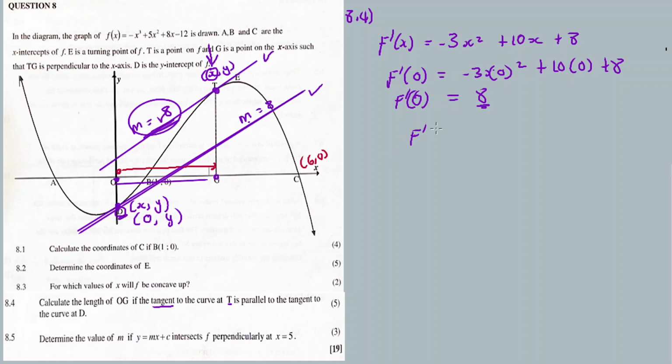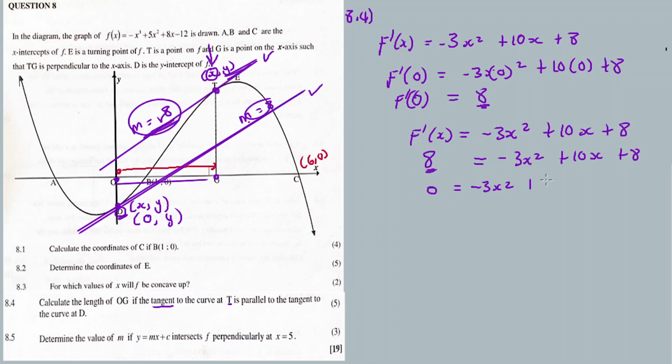So we take this 8 and go back: f prime of x is equal to negative 3x squared plus 10x plus 8, right? This is the gradient, but the gradient for this tangent is also 8. The gradient for this one is 8, the gradient for this one is 8. So equate the gradients, substitute and calculate x. Check this out: negative 3x squared plus 10x plus 8. Okay, this was a clever question. Very smartly put. Very smart. So go about plus 8 minus 8.